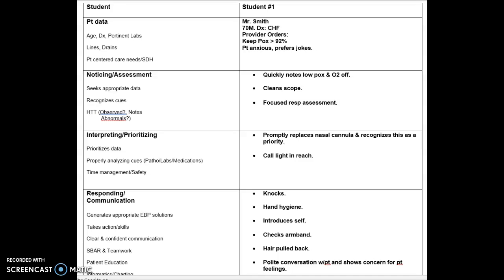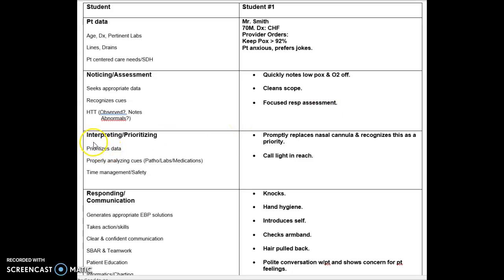In the student performance under noticing and assessment, one of the things that a clinical instructor may be cued to note was that the student did quickly recognize the cue, that the pulse oximetry was low and that the nasal cannula oxygen had fallen off in the night. They also cleaned their stethoscope and did a focused respiratory assessment.